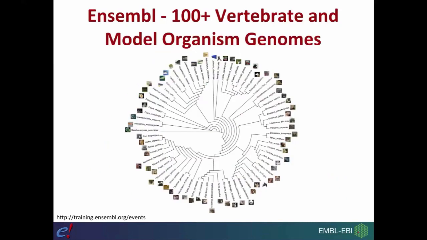So in our main Ensembl page, which you can find at ensembl.org, we have more than 100 vertebrate species and also some model organism genomes. If you're very eagle-eyed, you will be able to spot in this tree, we have, for example, yeast, Drosophila, and C. elegans included as model organisms, but also as outgroups for comparative purposes.